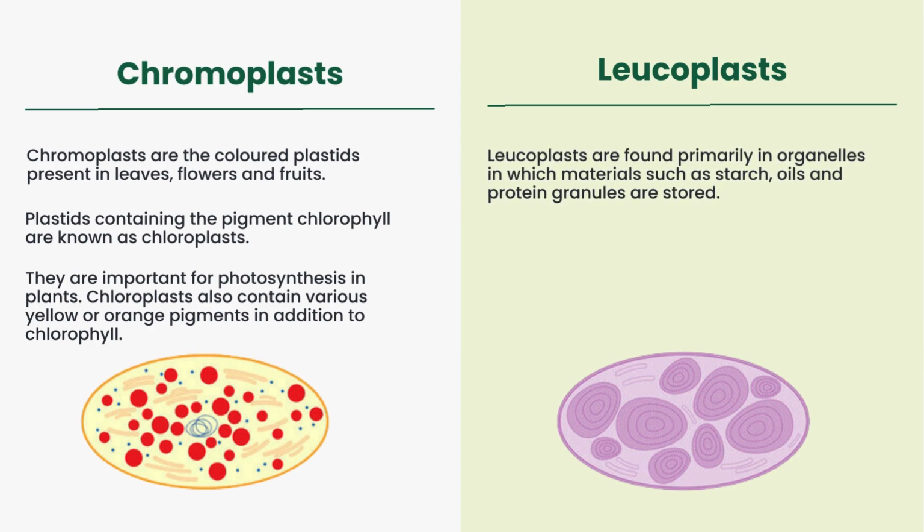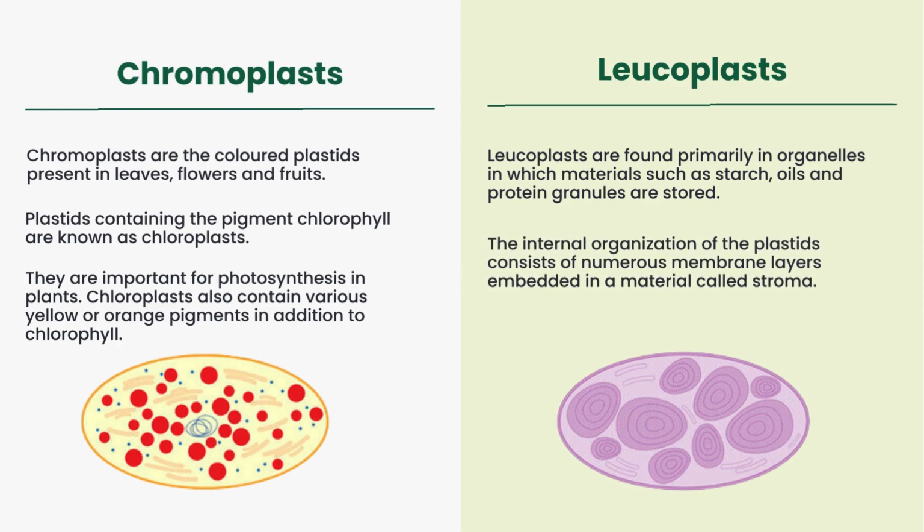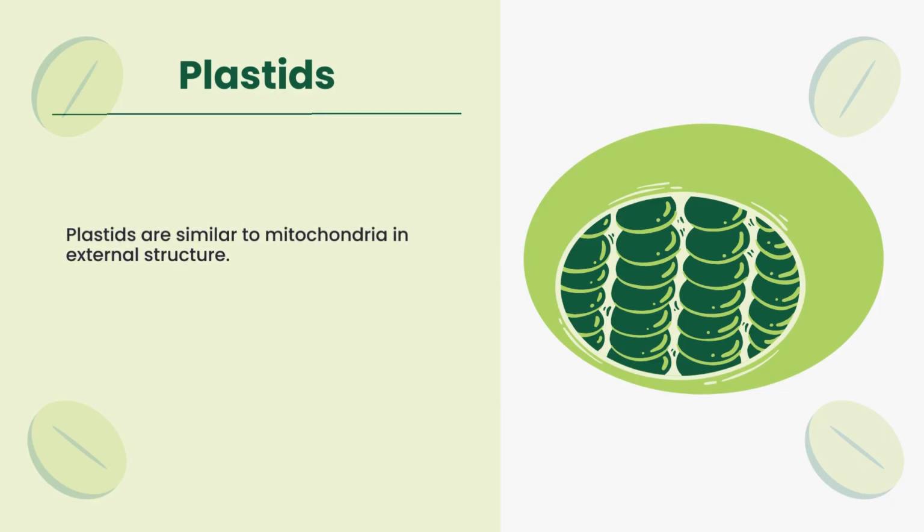Leucoplasts are found primarily in organs, in which materials such as starch, oils and protein granules are stored. The internal organization of the plastids consists of numerous membrane layers embedded in a material called stroma. Plastids are similar to mitochondria in external structure. Plastids have their own DNA and ribosomes.